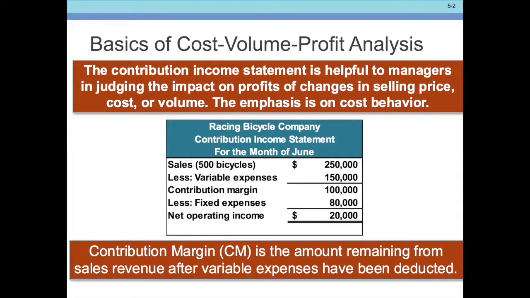This is the Racing Bicycle Company. Its contribution margin statement says 500 bicycles were sold. Variable expenses were 150. Bicycles brought in 250. So there's a contribution margin of 100. Now that $100,000 is available to cover the fixed expenses, in this case 80, which leaves us a net operating income of 20. But you can see the advantage immediately: I know what the bicycles cost me. That's all in the variable cost.